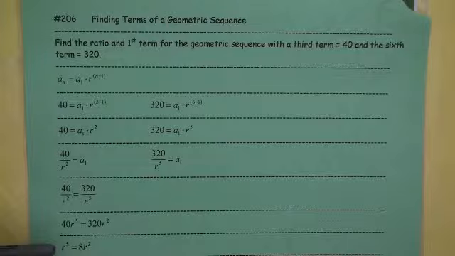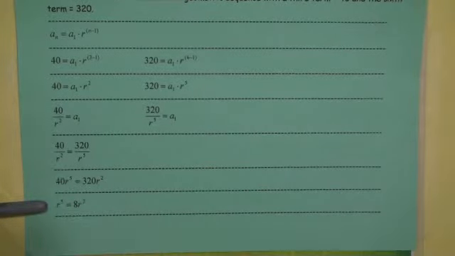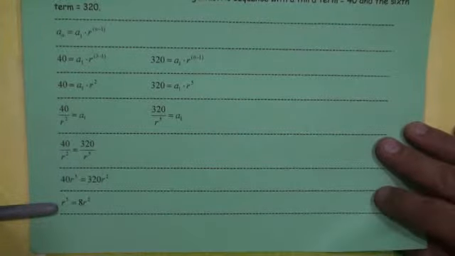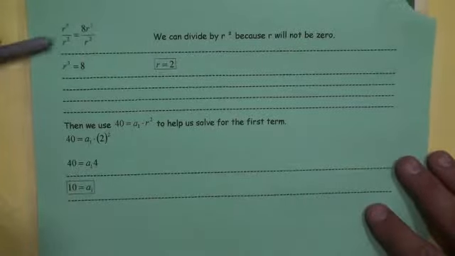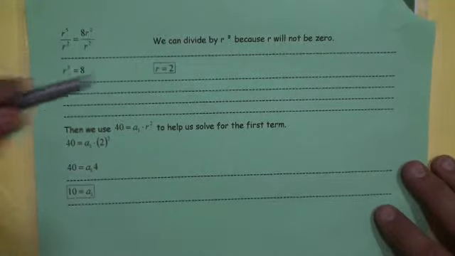The beautiful thing about it is this. Some people are saying, well, gosh, are you allowed to divide by a variable? Well, not usually, but in this case, we know that r is not 0, because if r was 0, every term in the sequence would be 0. So that's why we know that we're in good shape. So by dividing by r squared, r is definitely not 0. Then we get r cubed is 8, r is 2.